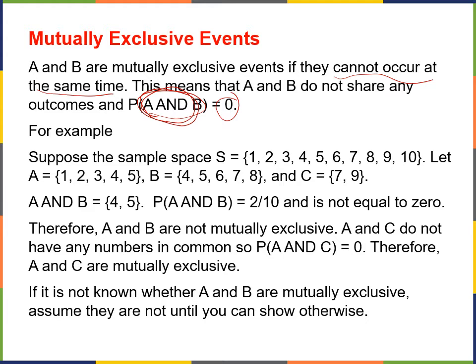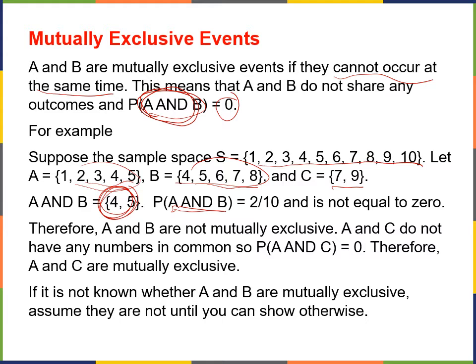Right? So here's a quick example. Suppose you have a sample space of 1 through 10. Whatever that stands for doesn't matter. That's your sample space. Let A be 1, 2, 3, 4, 5. Let B be 4, 5, 6, 7, 8. And let C be 7, 9. So clearly, if we look at the probability of A and B, the probability of getting this and this, which would be where are we in both at the same time, well, 4 and 5 would be in A and B.